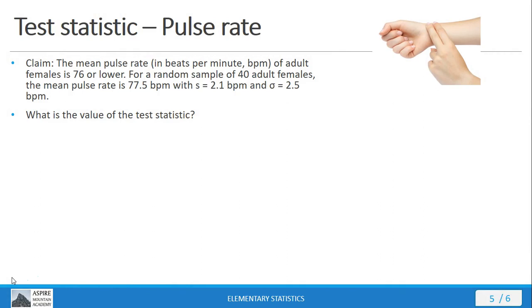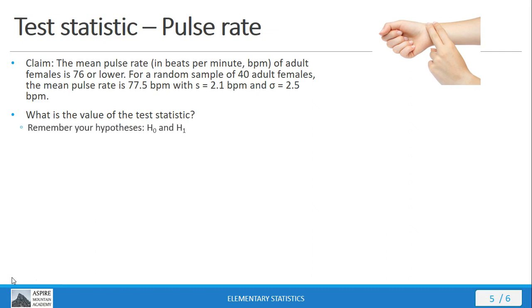Let's look at another example. Here we've got statistics with pulse rate. So the claim is that the mean pulse rate of adult females, 76 beats per minute or lower. For a random sample of 40 adult females, mean pulse rate is 77.5 beats per minute, with a sample standard deviation of 2.1 beats per minute and a population standard deviation of 2.5 beats per minute. What is the value of the test statistic?